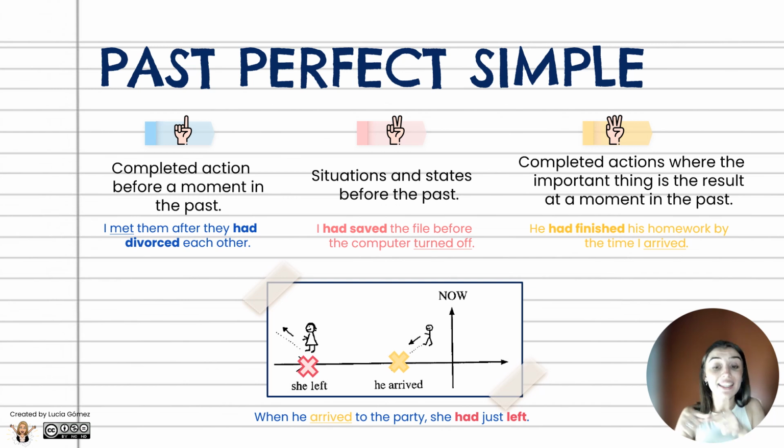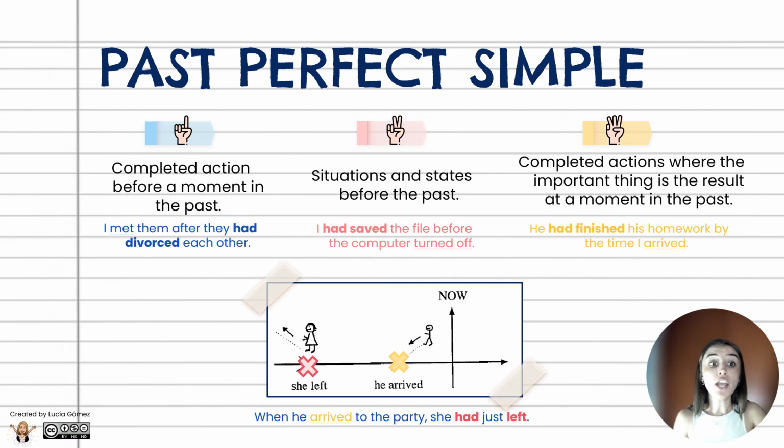Los conocí después de que ya se hubiesen divorciado, es decir, se habían divorciado primero y después los conocí ya divorciados. Es decir, lo primero que ocurre es que se habían divorciado y luego los conocí. Once again, this connection between past perfect, the action that happened first in the past timeline, and then past simple.